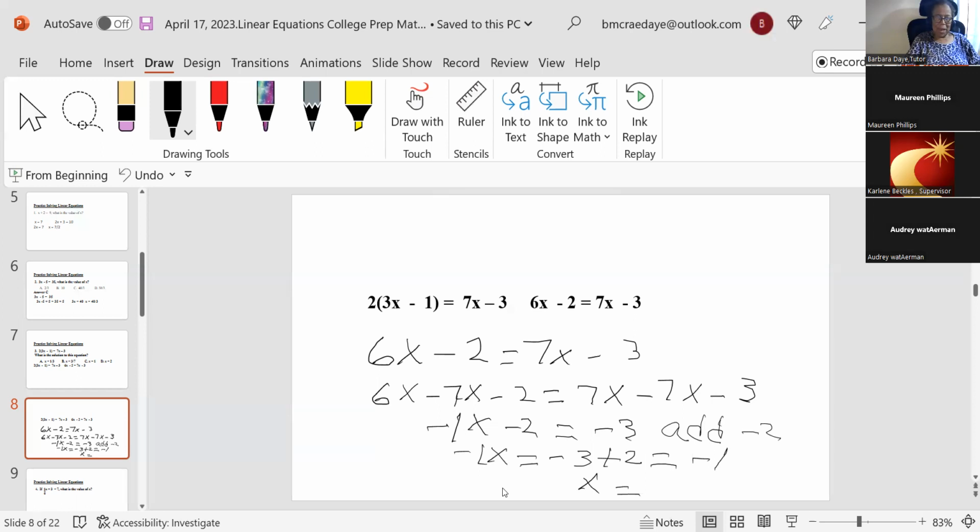-1 divided by -1, Audrey. What's that equal to? A minus and a minus is a plus, right? It's 1, because minus divided by minus is a plus. Like signs give you plus. So this answer would be x equal to 1.